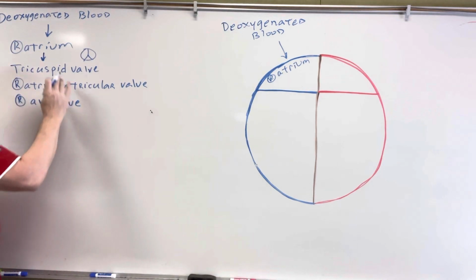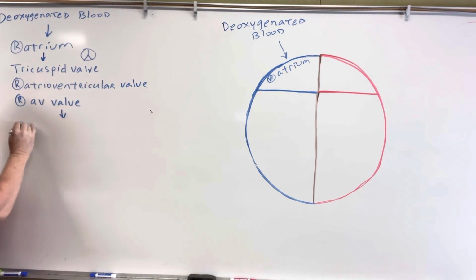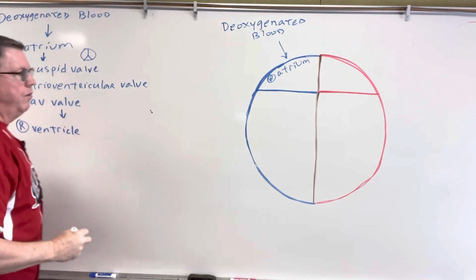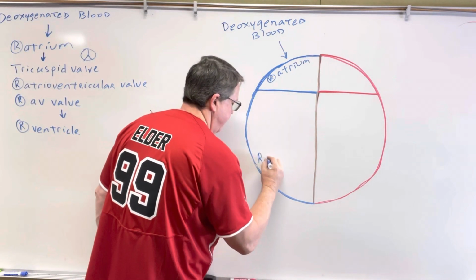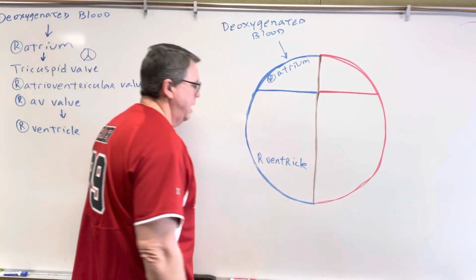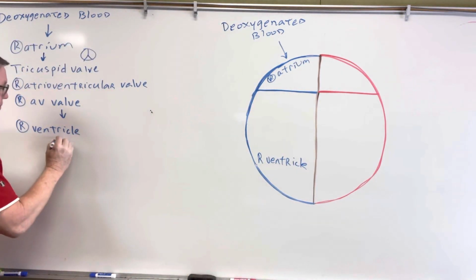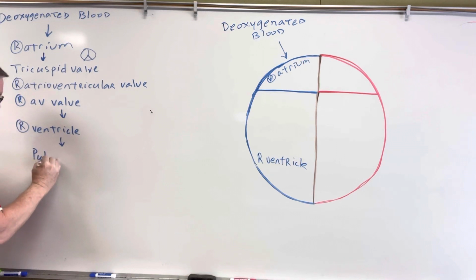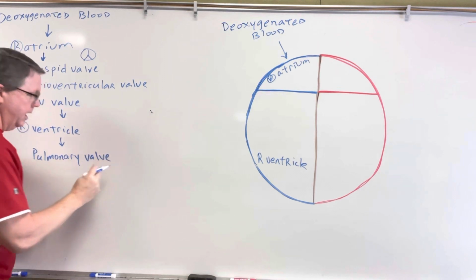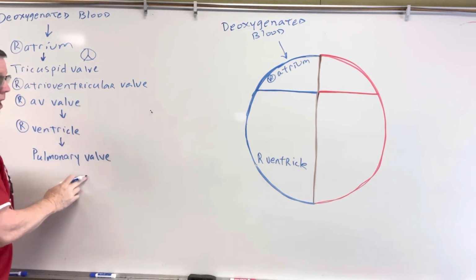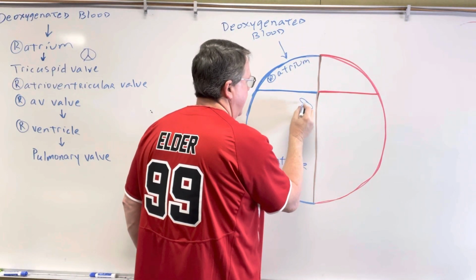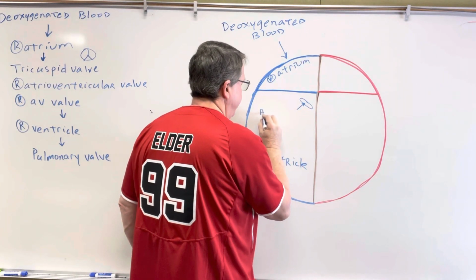After blood goes through there, it's going to go into the right ventricle. So this is my right ventricle right here. And then from there, it's going to go past the pulmonary valve. I'm going to draw my pulmonary valve right here. This is my pulmonary valve.